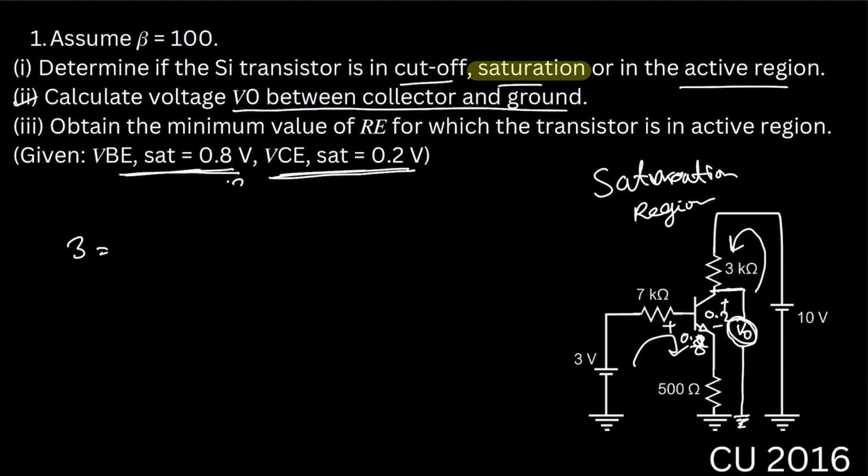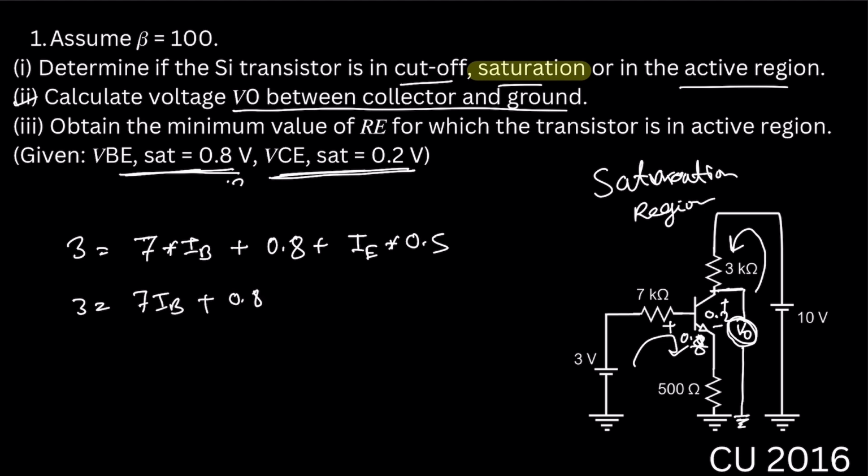3 equal to 7 multiplied by IB plus 0.8 plus IE into 0.5. Here for the IE we cannot write beta plus 1 into IB. Why? As IC is not equal to beta IB. So we need to write down 3 equal to 7 IB plus 0.8 plus (IB plus IC) multiplied by 0.5.